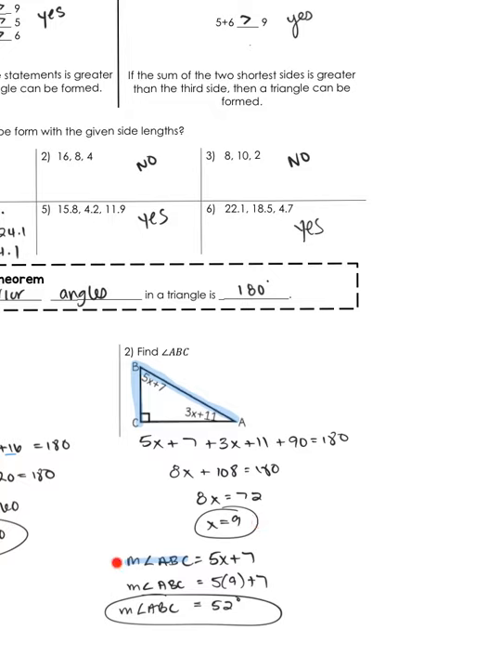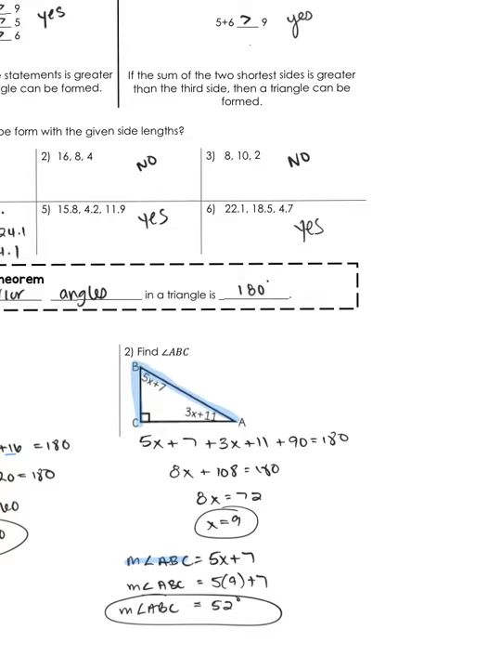To find the measure of angle ABC, I outlined ABC in my diagram. So that's the angle that has a vertex at B. The expression that represents that angle is 5x plus 7. So when I substitute 9 in, we get that the measurement of that angle is 52 degrees.